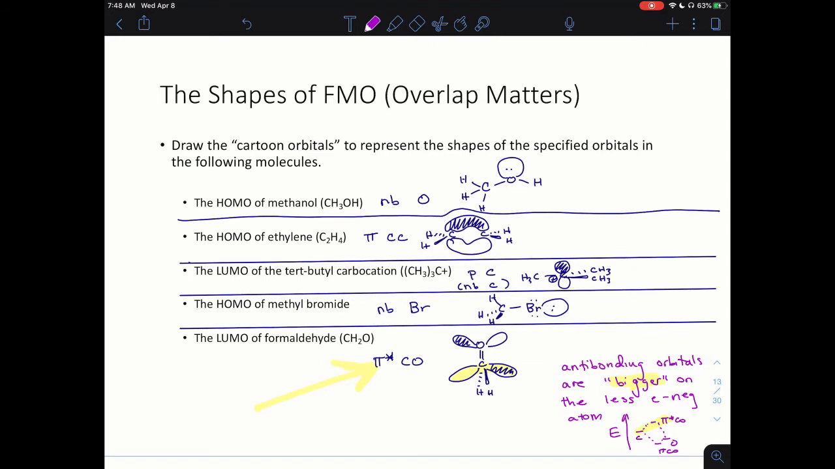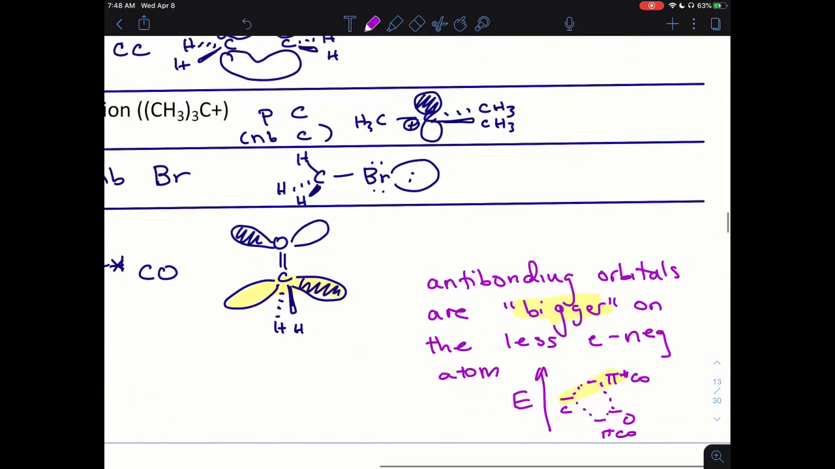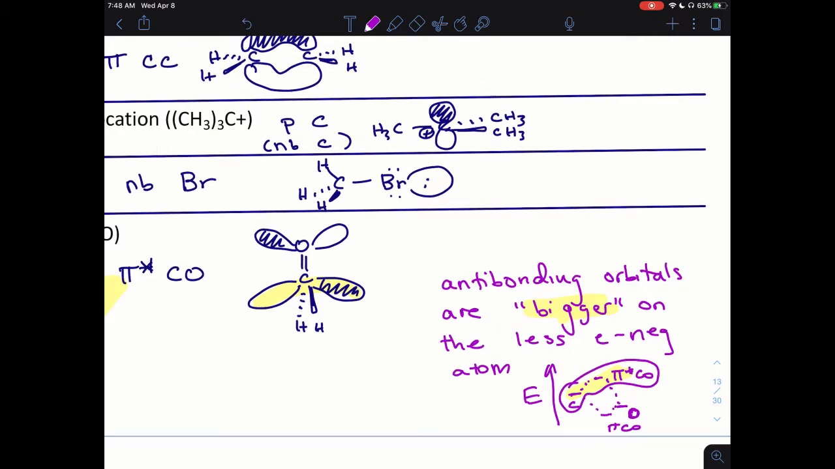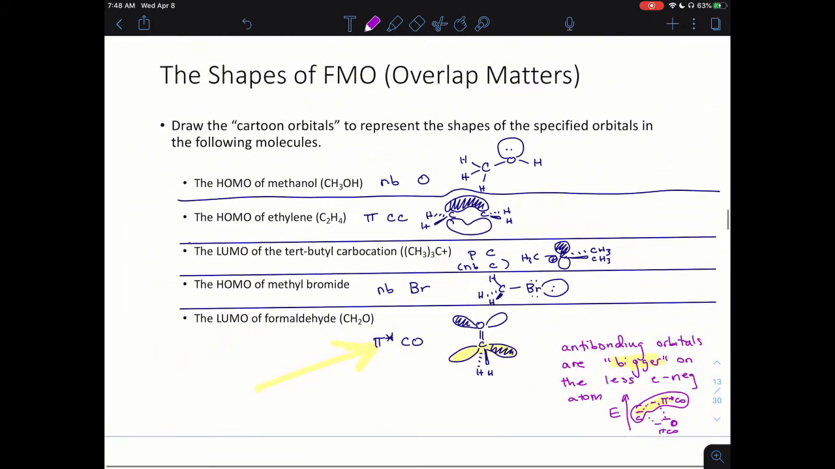So let's think about it. Let's zoom in. Carbon and oxygen are different in energy. Oxygen has lower energy orbitals. So when they make two orbitals, the bonding is actually closer in energy to oxygen, so it'll be bigger on oxygen. The antibonding is closer in energy to carbon, and so it has a larger coefficient on carbon.